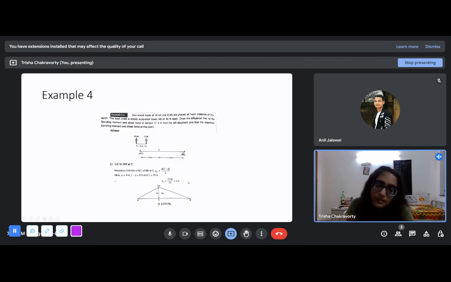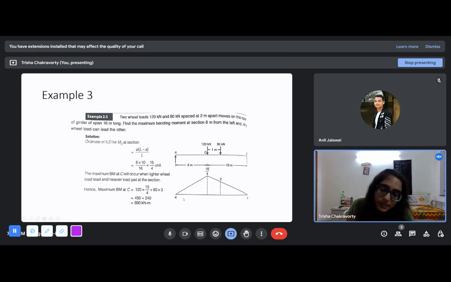Because see, this is 6 meter. This goes up to 15.4 in 6 meter, and this goes to 15.4 in 10 meters. So you can understand using the similarity of triangles that the ordinate at 2 meter from this side will be larger than the ordinate at 2 meters from this side, because this is a smaller slope. It will fall off slower, and this is falling off faster.